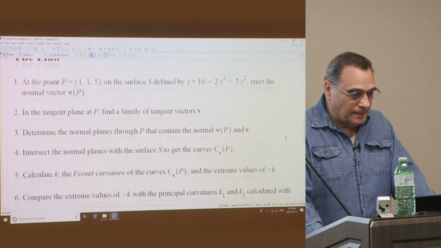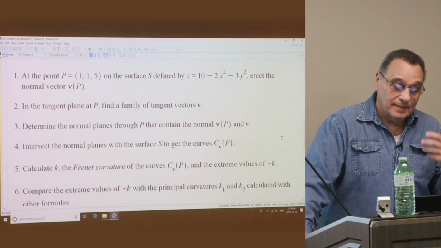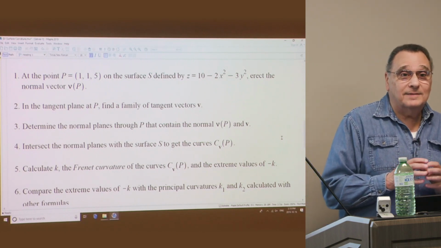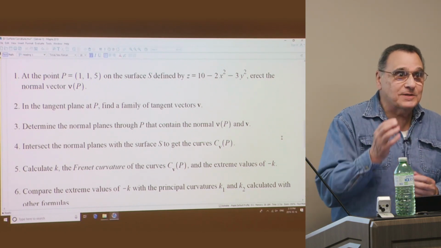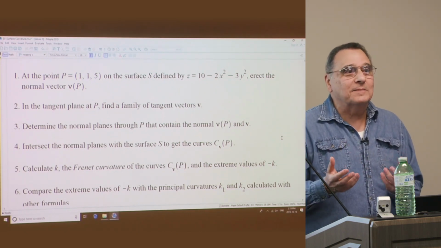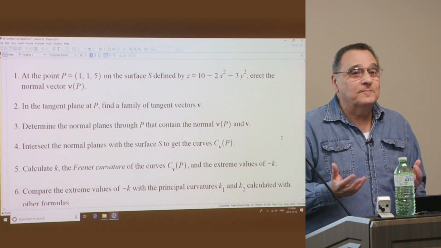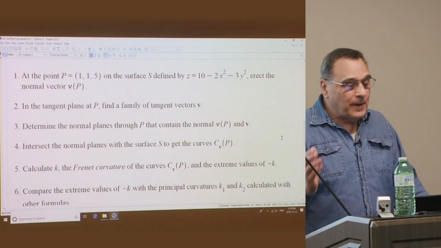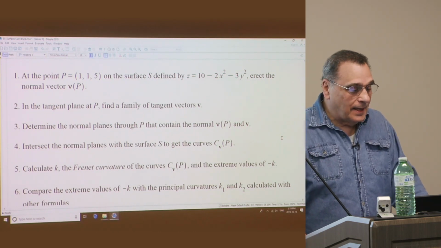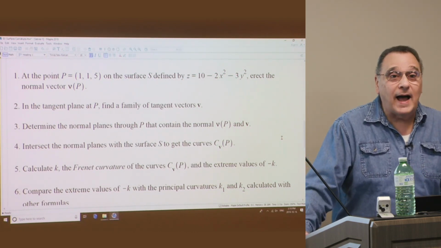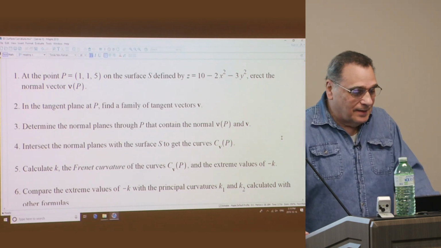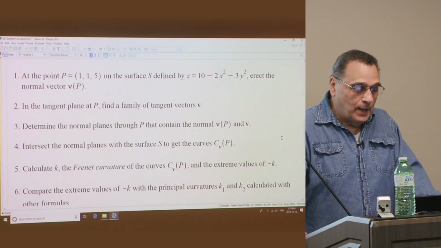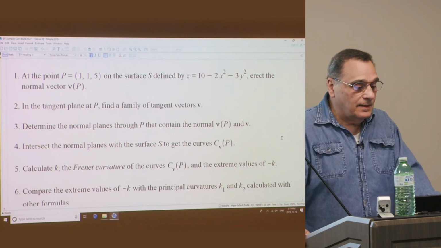So here's the game plan. Needed a surface. Now all the surfaces in the textbooks, they're nice. They're spheres and cylinders. There's not enough wrinkles in them for things to show up. And if you make it too bad, you can't do any computations. So I picked this one. And the point (1, 1, 5) has integer coordinates, is on that surface. And I want to put a normal vector there at that point.